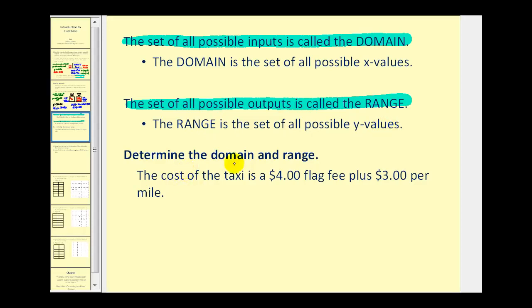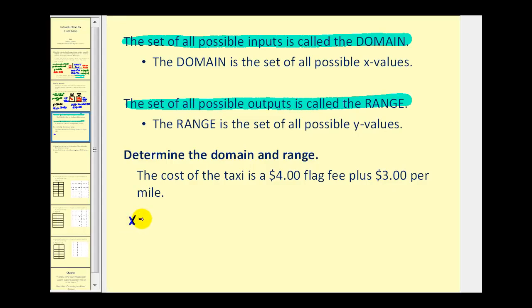Let's see if we can determine the domain and range for this situation. The cost of a taxi is a $4 flag fee plus $3 per mile. So the $4 flag fee is what you're charged as soon as you enter into the taxi. So that's the flat rate, and then you have to pay $3 per mile after that. So if you took a taxi for 1 mile, you'd have $4 plus a $3 fee, or a total of $7. If you went for 2 miles, you'd have the $4 fee plus 2 times $3, which would be $6, for a total of $10.